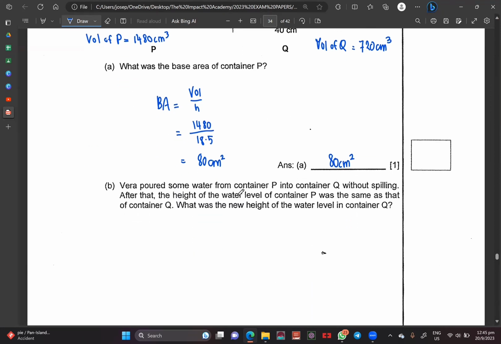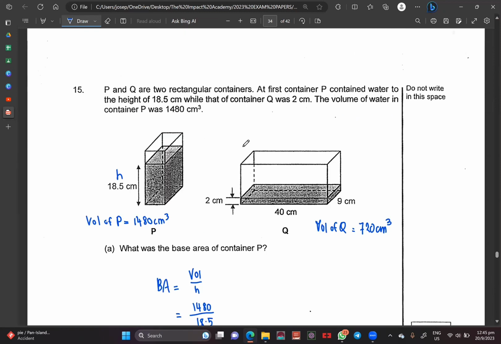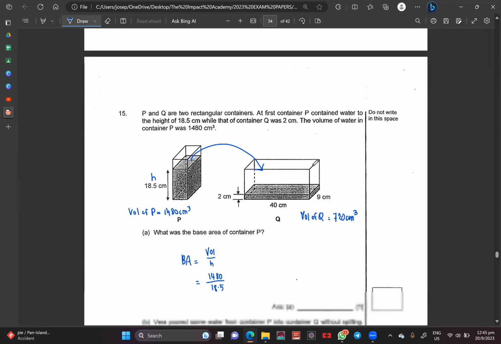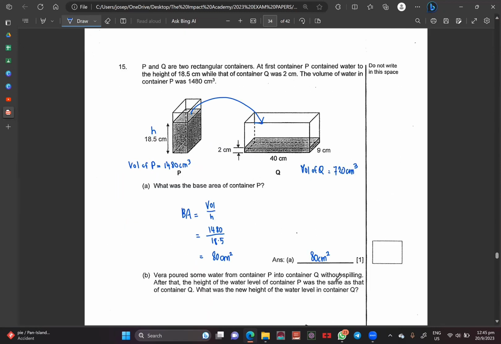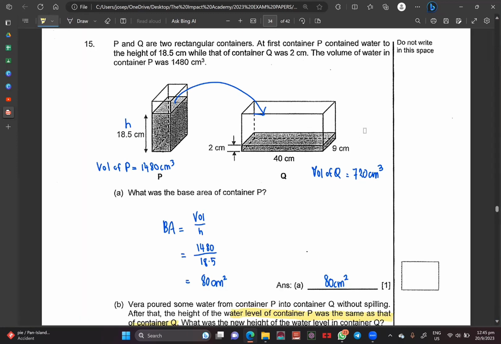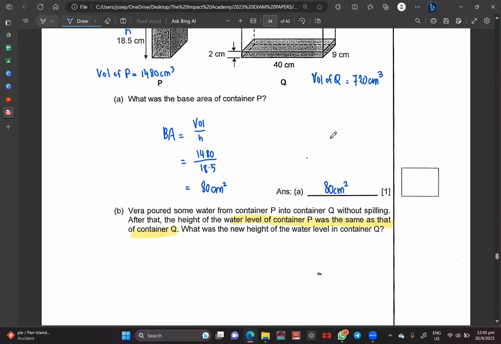This person decided to pour some water from container P into Q. I'm just going to zoom out so that you can see both. Without spilling. And after that, the height of the water level of P was the same as that of container Q. So when the height of the water level in both of the containers are the same, this is where you will have to do it in this manner.